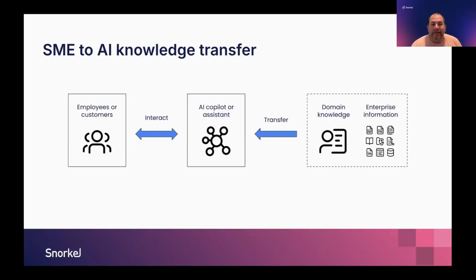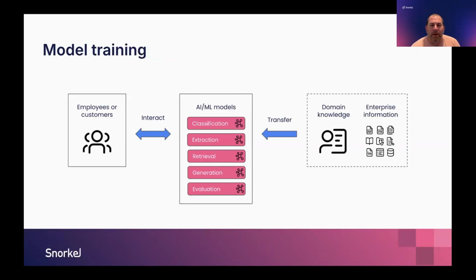We know that our AI copilot is going to be more effective. The answers are going to be more accurate, more complete, of higher quality, the more we can transfer that knowledge into it. But if you think about it, what's really behind those AI assistants and co-pilots are one or more AI or ML models. Most often, the examples here are classification and information extraction in terms of predictive models, and then retrieval, generation, and evaluation in terms of generative models. These are the backbone of your AI assistant or co-pilot. So the question is, how can we transfer this knowledge into these models?